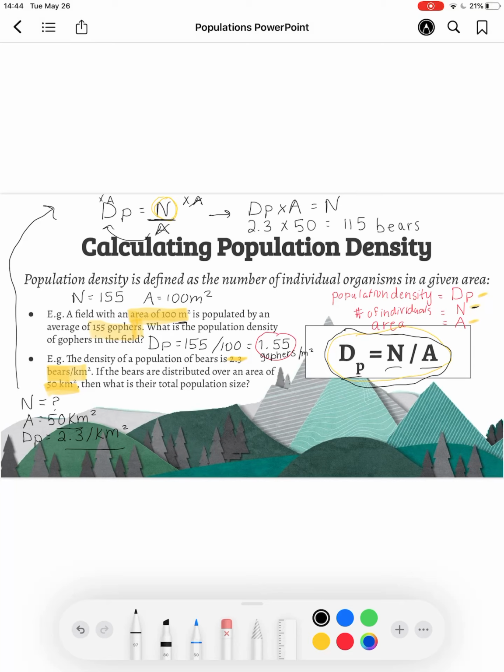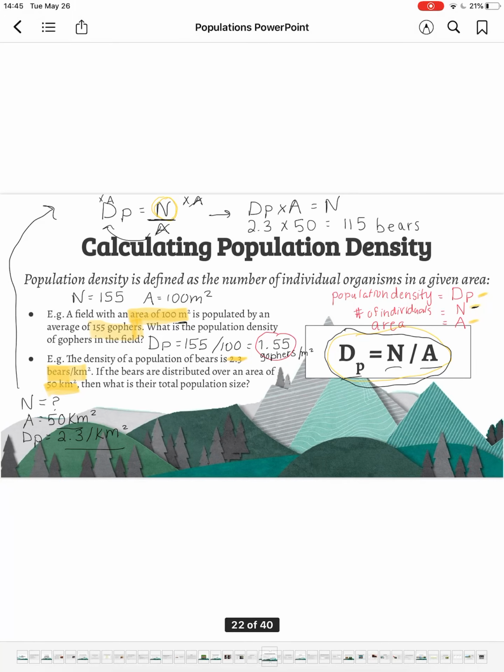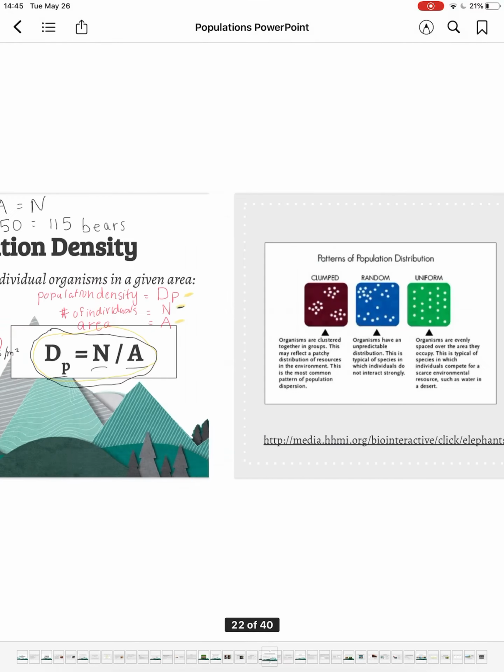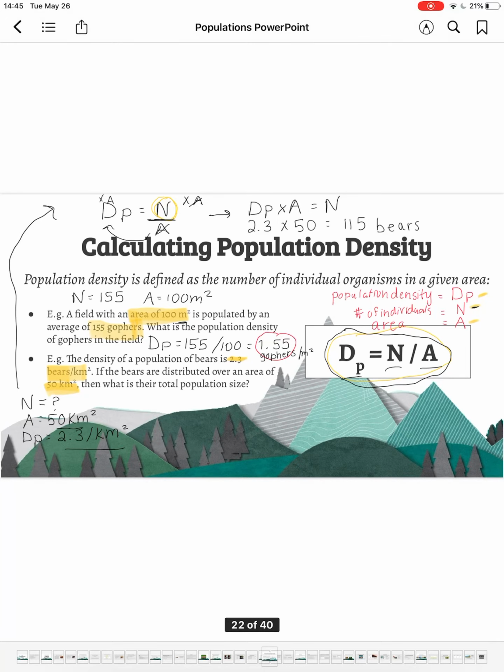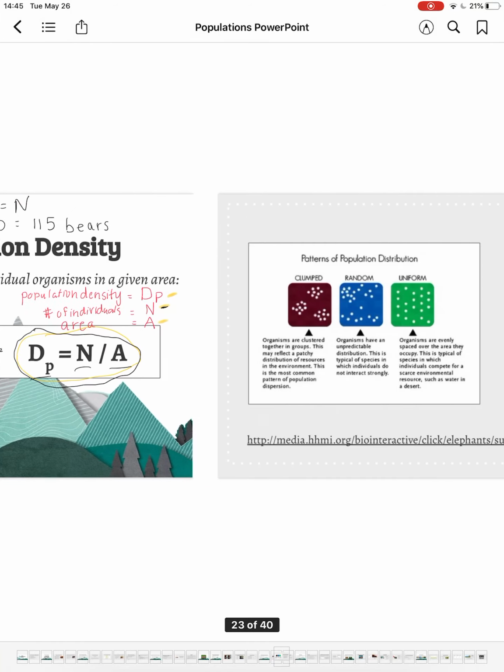You can't actually have 1.55 gophers. Well, you could, but they wouldn't necessarily be alive. So we would probably round that up, if we were doing this realistically, to 2. So 2 gophers in every meter squared, which is actually quite a few gophers. And we know for gophers that there's a lot of them. Let's just say that. Okay, so that is some examples, and you'll probably have to do a couple of these in your assignment. If you have any questions about that, just let me know. I will put up the formula booklet with these notes.